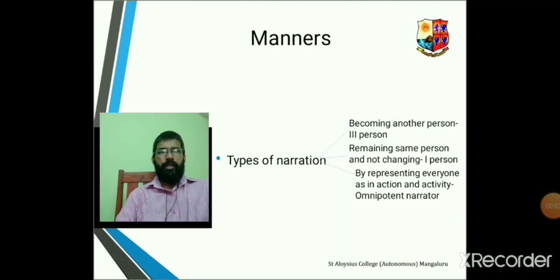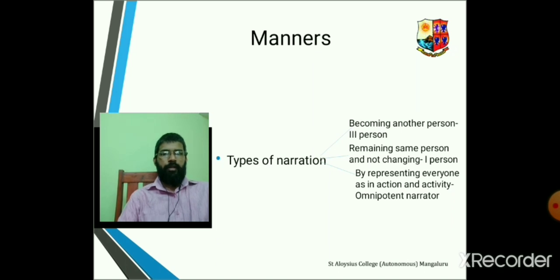And finally, we will look at what is manners. Now, manners is nothing but, in simple words, narration or narrators, or the style of narrating. So therefore we could have three types of narration. The first one is becoming another person, that is narrating something in third person.